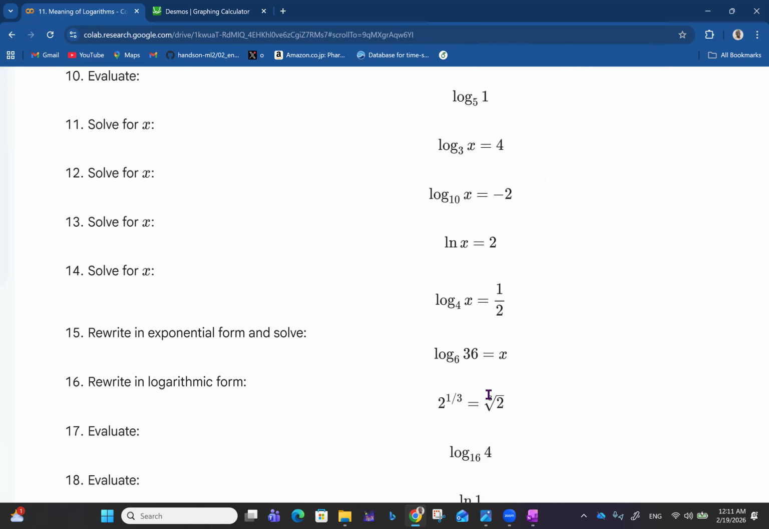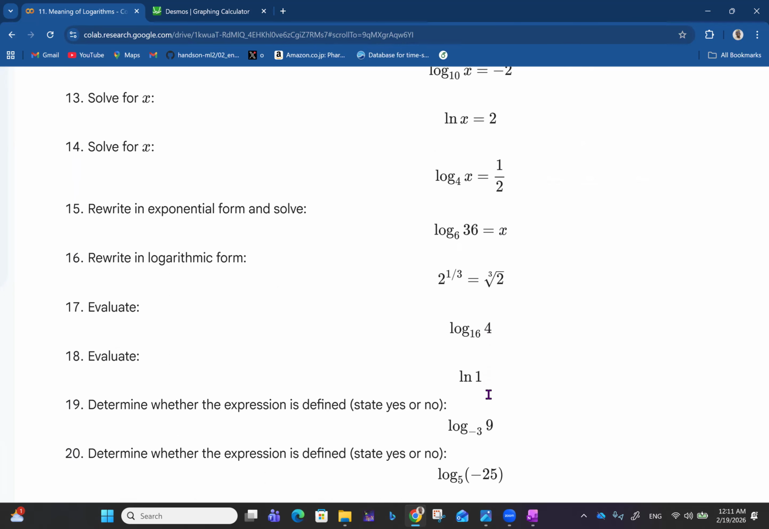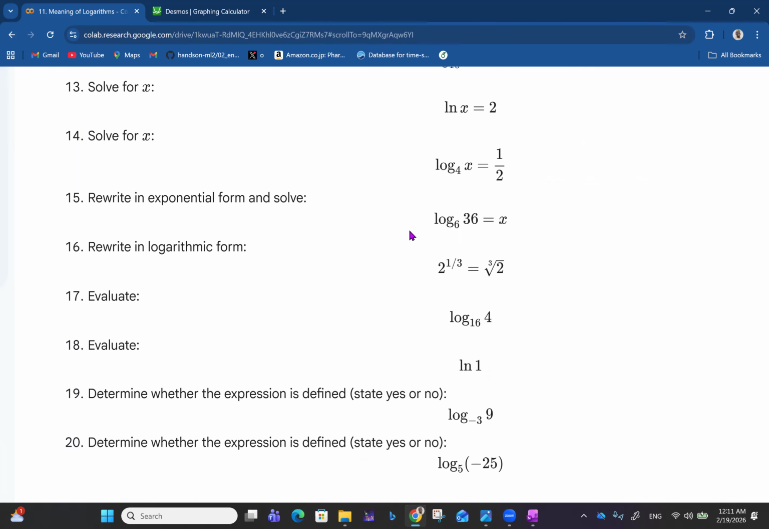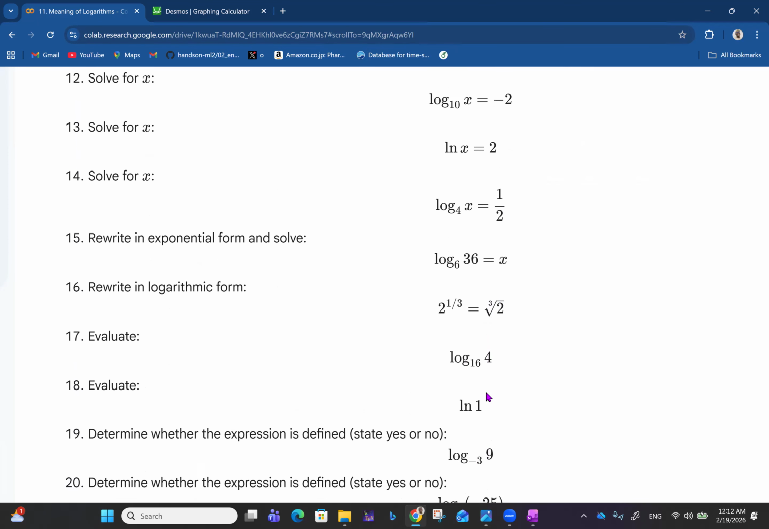Let me get one more. To rewrite this one in logarithmic form, it's just log of cube root of 3 to base 2 is equal to 1 over 3. Then evaluate ln 1 is 0. Any log of 1 to any base is 0. Okay, I think that's pretty cool to deal with.